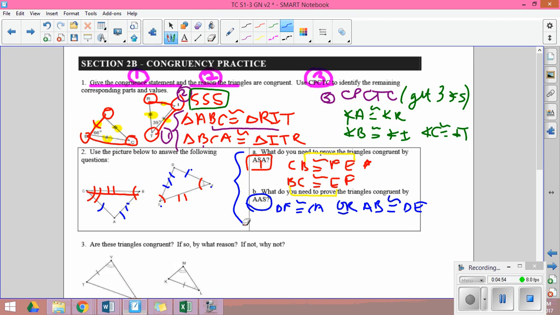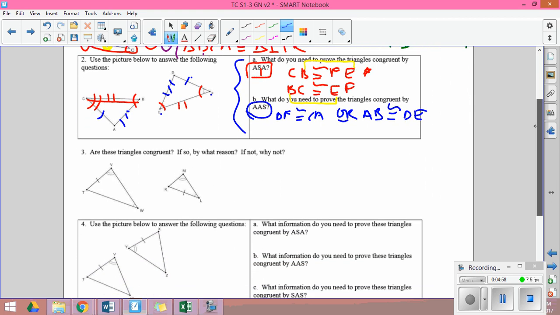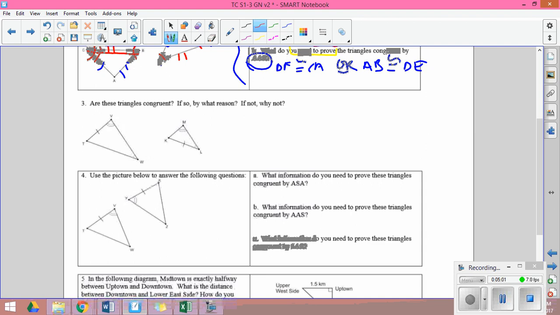Okay, so the naming really matters, and you have to pay attention to the relationship between the sides and the angles. So are these two congruent? I look, I've got two angles and a non-included side. Do I have corresponding? I've got two angles, we're good, and I have a non-included side.